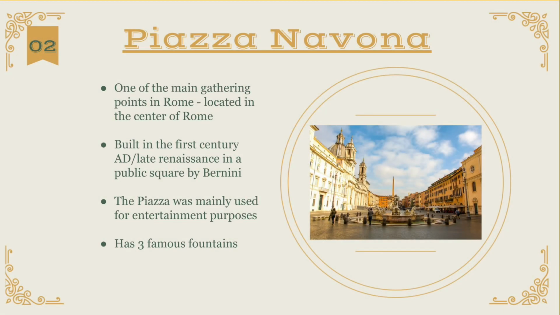Next, I will discuss the Renaissance era and talk about the Piazza Navona and its effect on restoration. The Piazza Navona is located in the center of Rome, close to the Pantheon, moving against the stream of the Tiber River. The square was built in the 1st century AD, or late Renaissance, in a public square on the perimeter of the ancient Domitian Stadium. It was built by Titus Vespasian, along with Lorenzo Bernini as the architect.